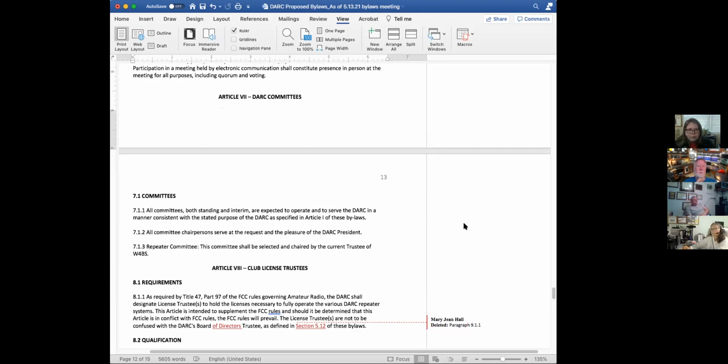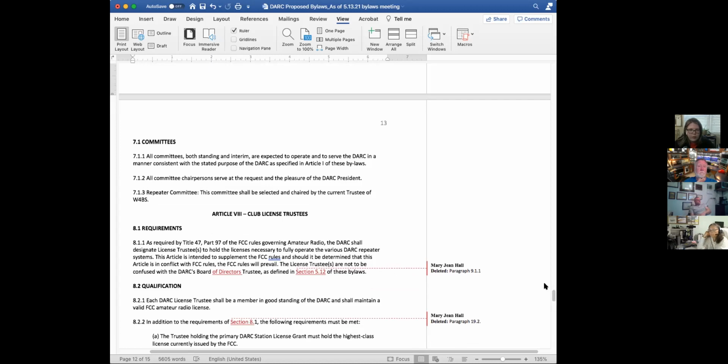All right. Article 7, DARC committees. 7.1, committees. 7.1.1, all committees, both standing and interim, are expected to operate and to serve the DARC in a manner consistent with the stated purpose of the DARC as specified in Article 1 of these bylaws. 7.1.2, all committee chairpersons serve at the request and the pleasure of the DARC president. 7.1.3, repeater committee. This committee shall be selected and chaired by the current trustee of W4BS.